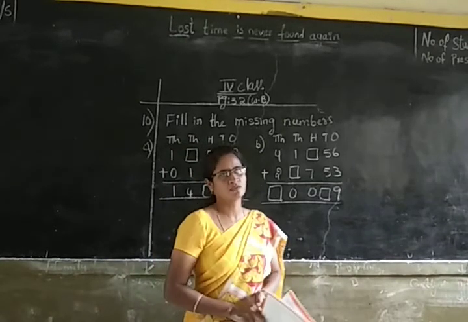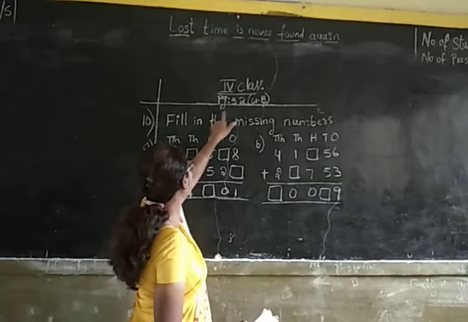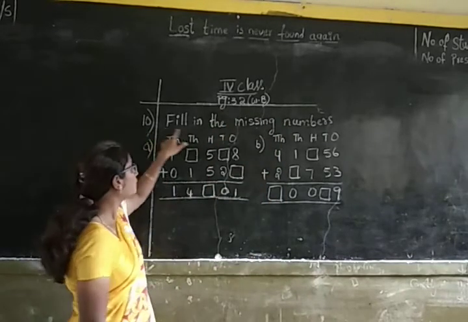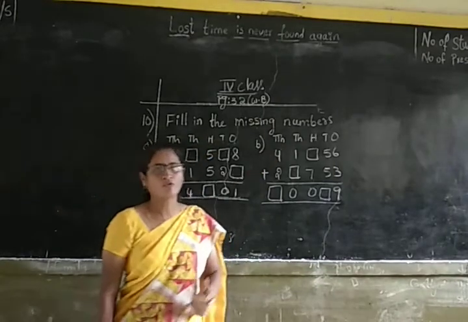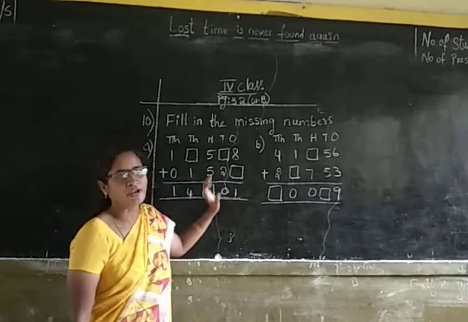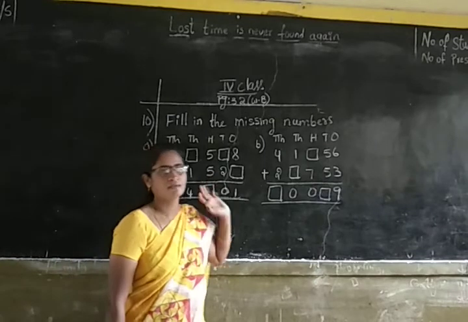Today in this class we are going to do the 10th sum on page number 32 of the workbook. So what is the 10th question? Fill in the missing numbers. You have to find out the missing numbers. Here some boxes are given empty. You have to find out the missing numbers in these boxes.